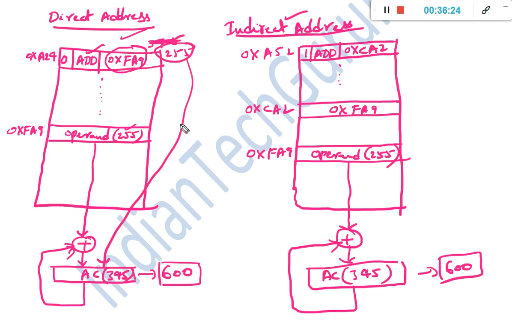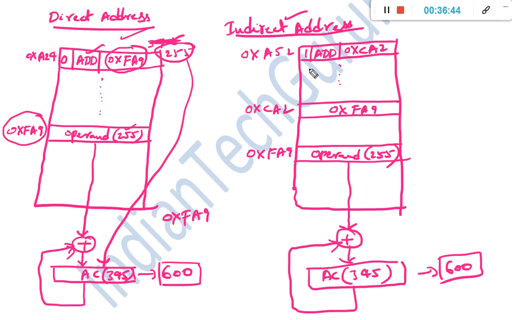Now in case of the direct address, what is the effective address? The effective address is 0xFA9. Effective address is going to represent the operand. Wherever the operand is there, that is called the effective address. 0xFA9 is the effective address.